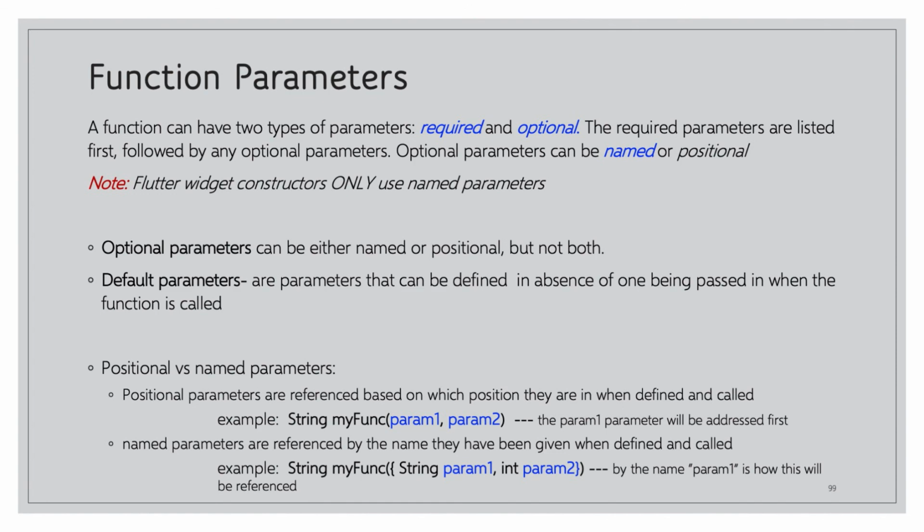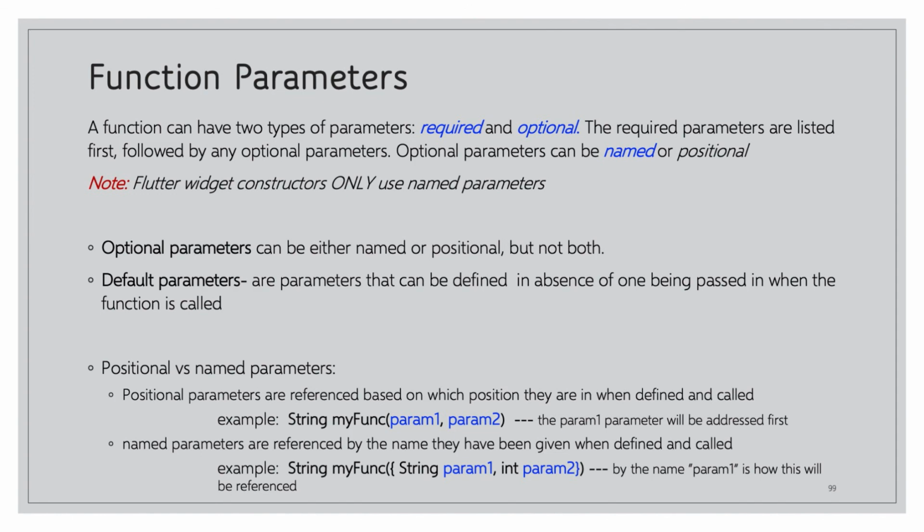Positional versus named parameters. Positional parameters are referenced based on which position they are in when they're defined and called. Here's an example. We have a function called myfunc with 2 parameters, param1, param2. The param1 parameter will always be addressed first. That's because it's a positional parameter. Dart needs to know what your intentions are, and the way it knows this is by what you do when you call this, right? So the argument in the first position will marry the first parameter. Named parameters, on the other hand, are referenced by the name they have been given when defined and called.